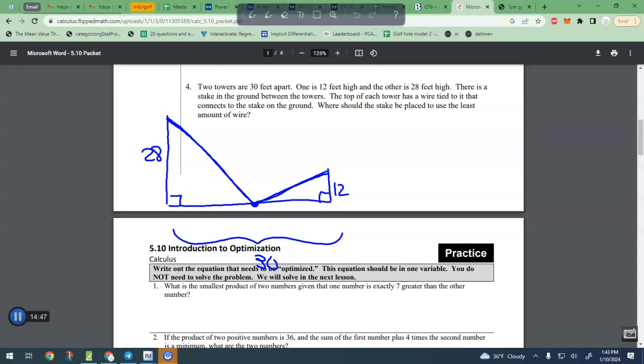So what I'm going to do is just pick, I'm either going to call this x or this x, it doesn't matter. Let's say this bit here is x. If I call that x, and the whole thing is 30, what's this part? 30 minus x. Like if that's 10, this has to be 20, right? If that's 5, this has to be 25. So this part here is 30 minus x. I don't need this anymore.